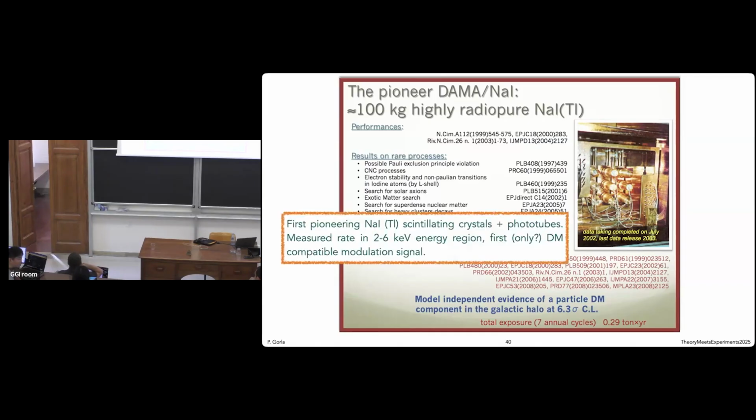So this was the first pioneering sodium iodine experiment with scintillating crystal plus phototubes. In the beam region of 2 to 6 keV energy region, they saw the first, and I think today the only dark matter compatible modulation signal. This is the most simple detector you can imagine.